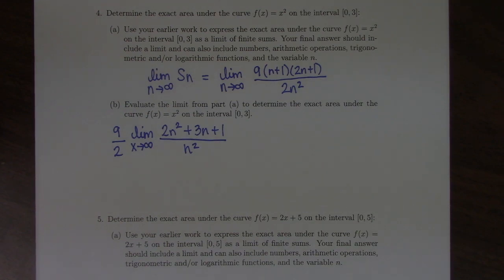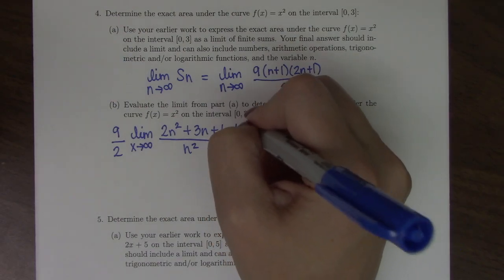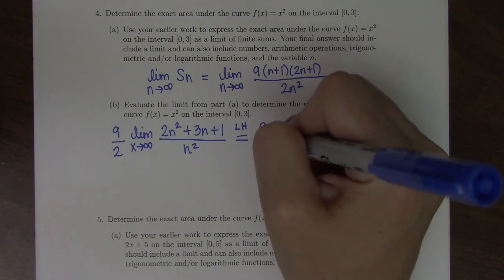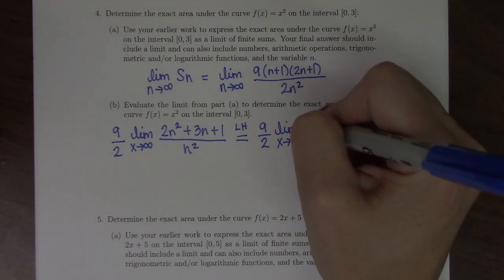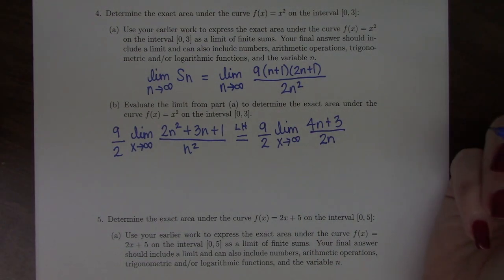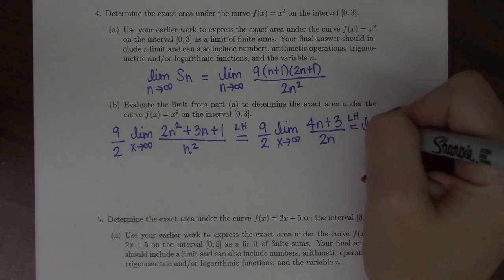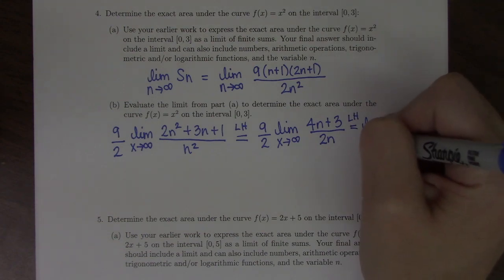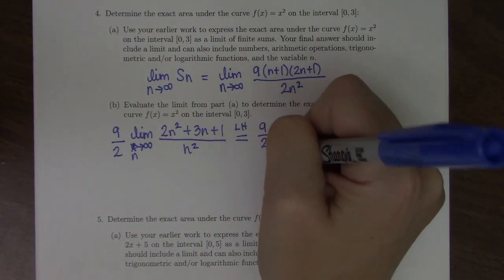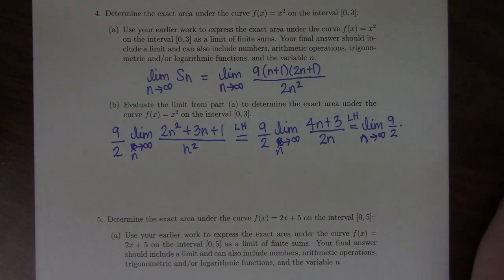So this is actually an infinity over infinity situation, so I can use L'Hopital's rule. So using L'Hopital, I can say, well, this is the same thing as 9/2 times the limit of 4n plus 3 over 2n. I'm still in an infinity over infinity situation, so I can use L'Hopital again. Oops, I'm writing x here. This should say n. My bad. I'm just going to leave the 9/2 here because I didn't write it out front.